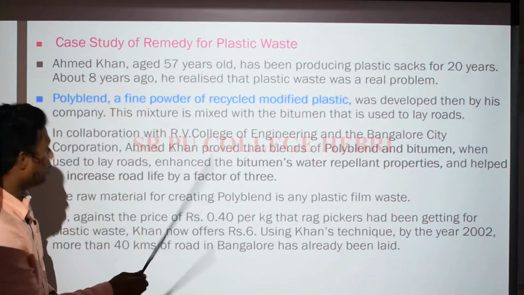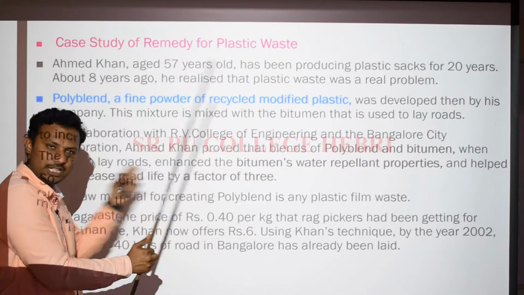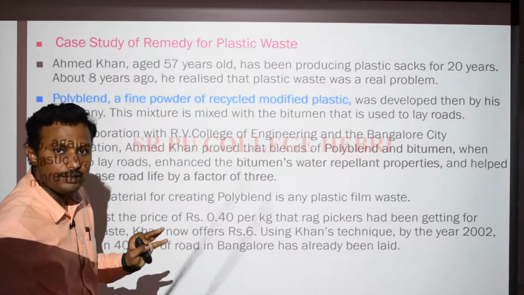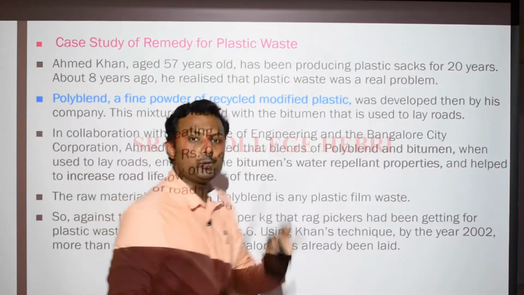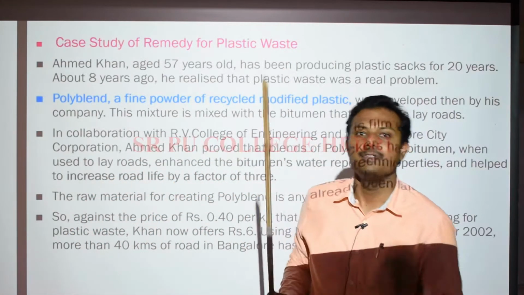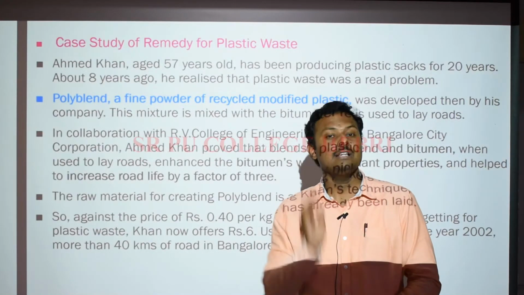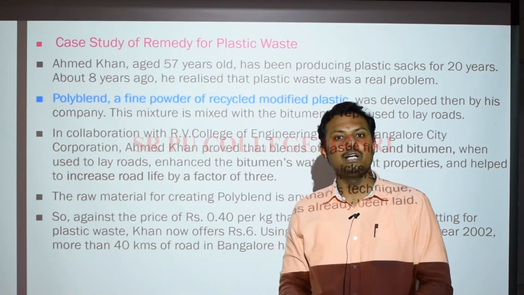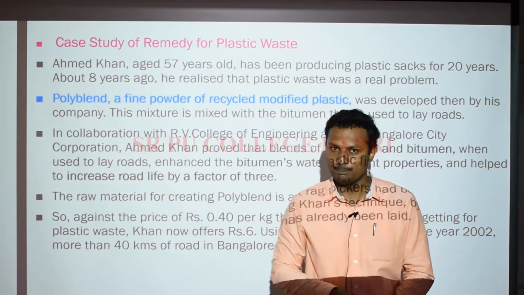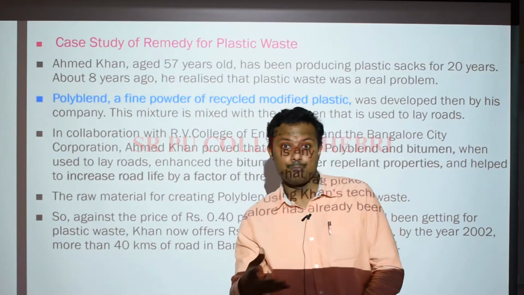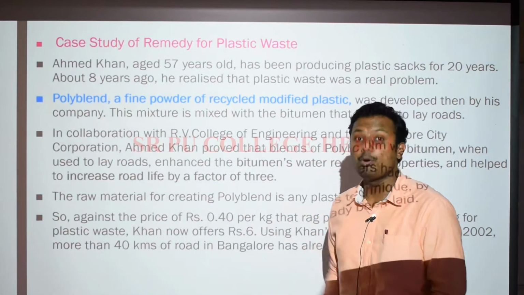About 8 years ago, that is 8 years after the textbook was printed, he started a plastic waste management system. He found a real problem: how to get rid of the plastic waste being generated. He was actually producing the plastic, so he thought it was also his responsibility to find a solution to get rid of the plastic waste generated by the plastic sacks he was producing. So what did he do? He produced polyblend.